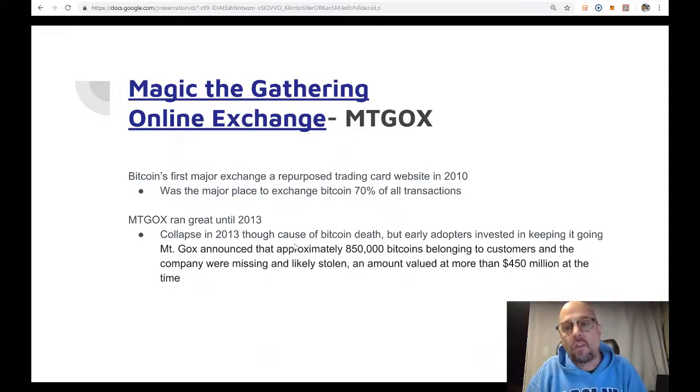Actually, 70% of all transactions were on Mt. Gox back in 2010. And it ran great up until 2013 when it collapsed, and it caused basically the death of Bitcoin. Quite simply, 850,000 Bitcoin that belonged to customers of Mt. Gox were most likely stolen or missing. And it was because the private keys were kept in the hot wallet on the exchange. The exchange kind of brought it down. It was the major place to exchange Bitcoin. The collapse caused basically a Bitcoin death.